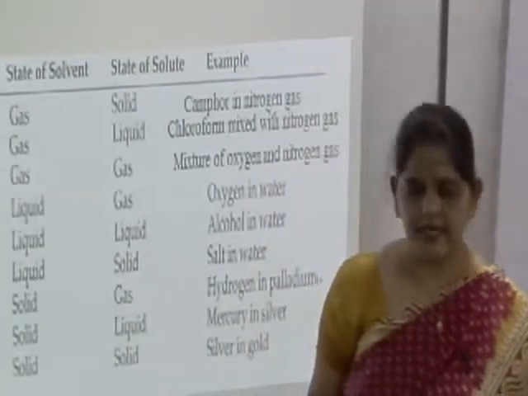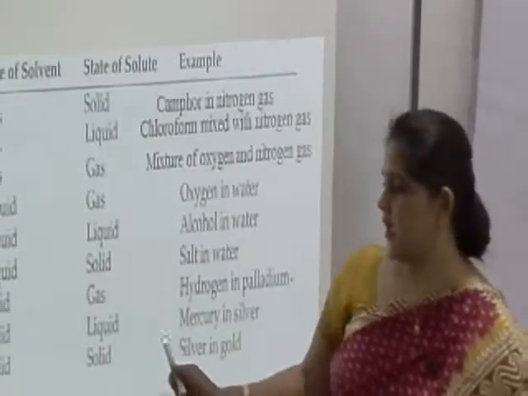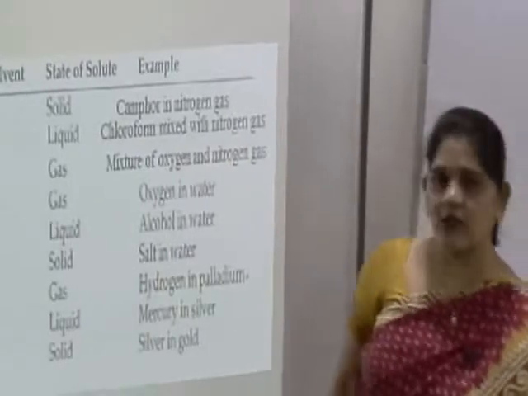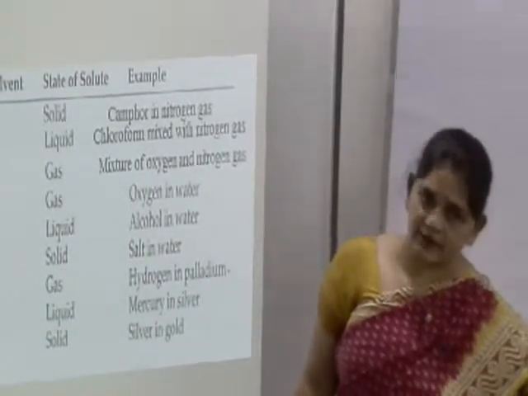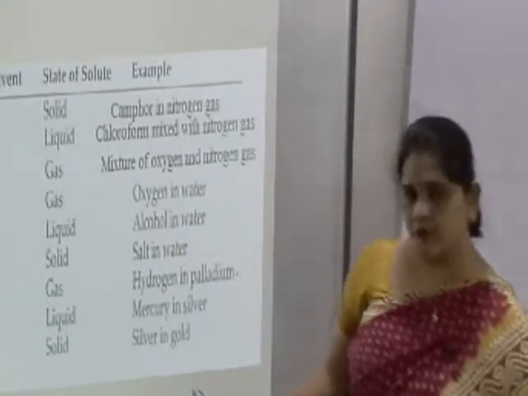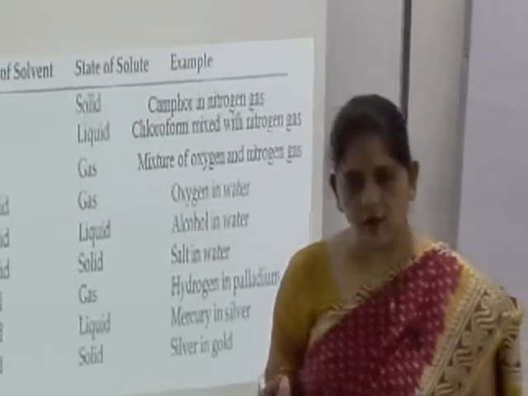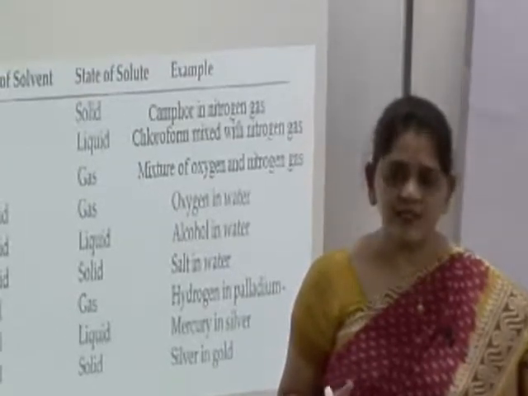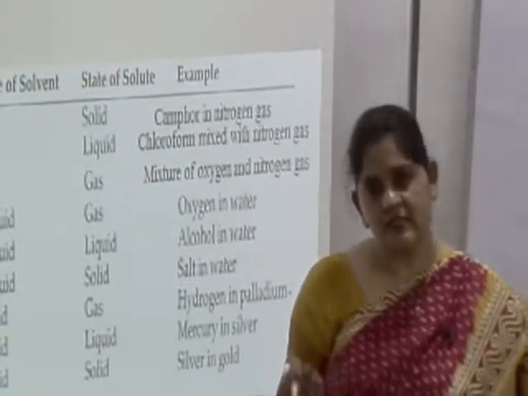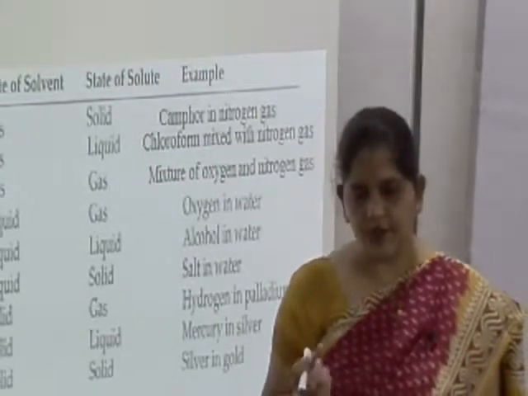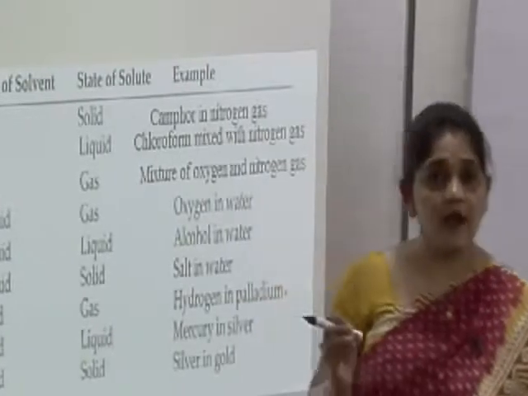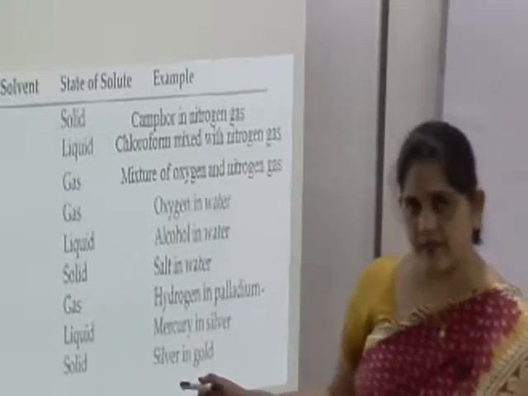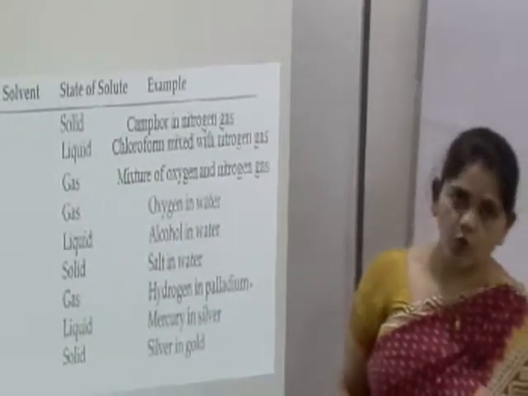The last and the ninth type of solution is solid in solid. When we say solid in solid, the alloys come under this category. We all know that when we use gold for making ornaments and other things, it's not pure 24 karat gold, but it is always mixed with either the copper or the silver to give it a little strength and the hardness which is required for making ornament. So the example given over here is silver in gold.